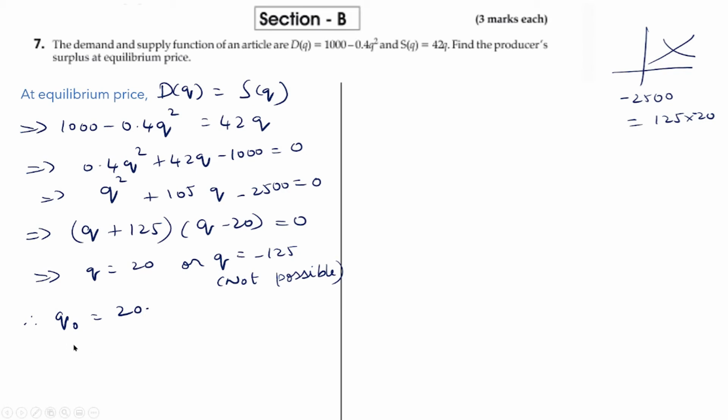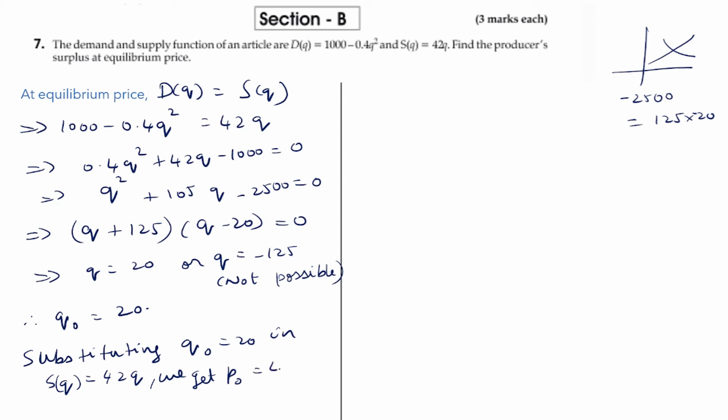Now we can find the price P naught when Q naught is 20. Substituting Q naught equal to 20 in S of Q is equal to 42 Q, we get P naught is equal to 42 into 20. It is 840. So for Q naught is 20, that is the equilibrium quantity, the equilibrium price is 840. We need to find the producer surplus at equilibrium price.